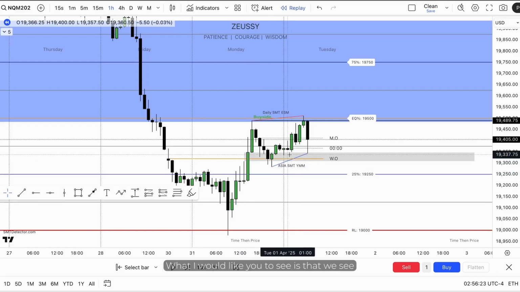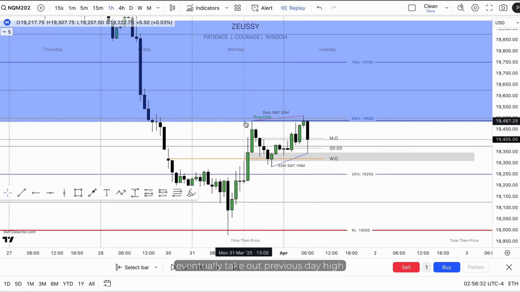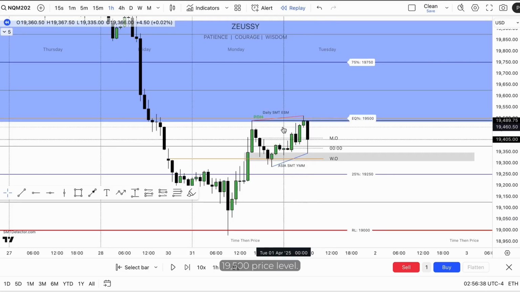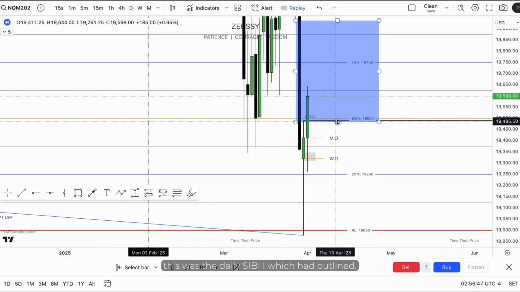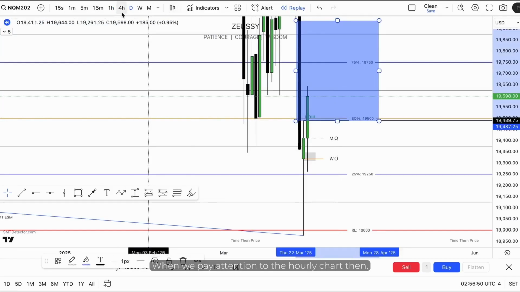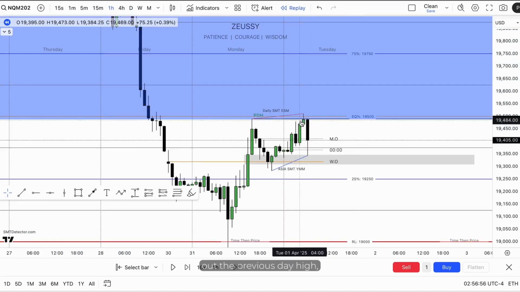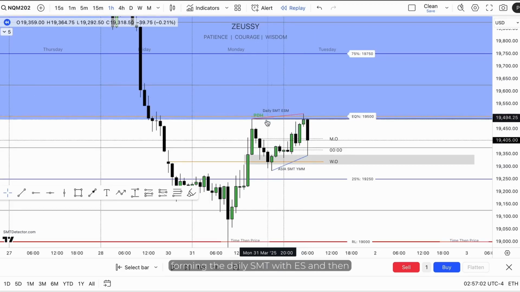What I would like to see is that we see the market expand towards that previous day high, which is right here, throughout the London session. We see the market eventually take out previous day high, and reach that 90,500 price level. Do you also see how the market reached a daily CB by doing so? Because remember, on the daily chart, this was the daily CB which I had outlined. When we pay attention to the ES chart then, the market repriced higher, taking out the previous day high, reaching the daily CB, reaching the 90,500 price level, forming daily SMT with a yes, and then repriced towards the downside.